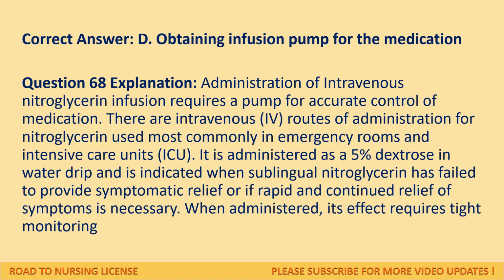Question 68 Explanation. Administration of intravenous nitroglycerin infusion requires a pump for accurate control of medication. There are 4 routes of administration for nitroglycerin, with intravenous used most commonly in emergency rooms and intensive care units, ICU. It is administered as a 5% dextrose in water drip and is indicated when sublingual nitroglycerin has failed to provide symptomatic relief or if rapid and continued relief of symptoms is necessary. When administered, its effect requires tight monitoring.